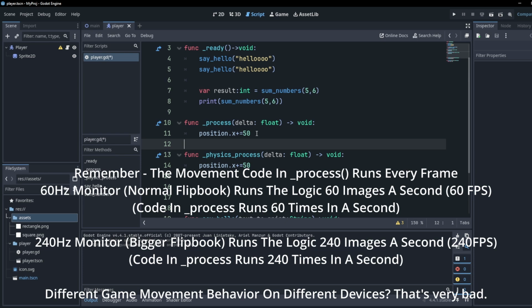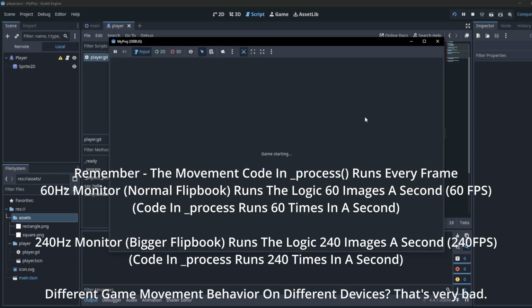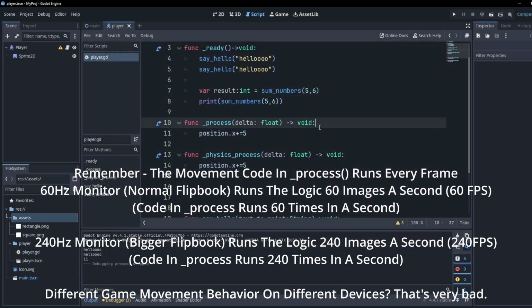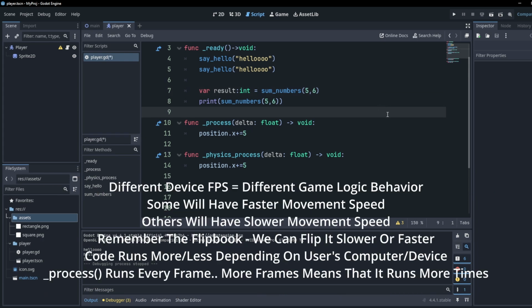We were speaking about flipbooks, right? So the first person with a 60 Hz monitor has a normal size flipbook with a bunch of frames inside, while the other person with 240 Hz has a super duper thick flipbook with hundreds of frames. Then why is the movement the exact same? If we have more frames, then shouldn't the movement be faster on a machine that is more powerful? I mean, it's logical. This is a very big issue we just found.